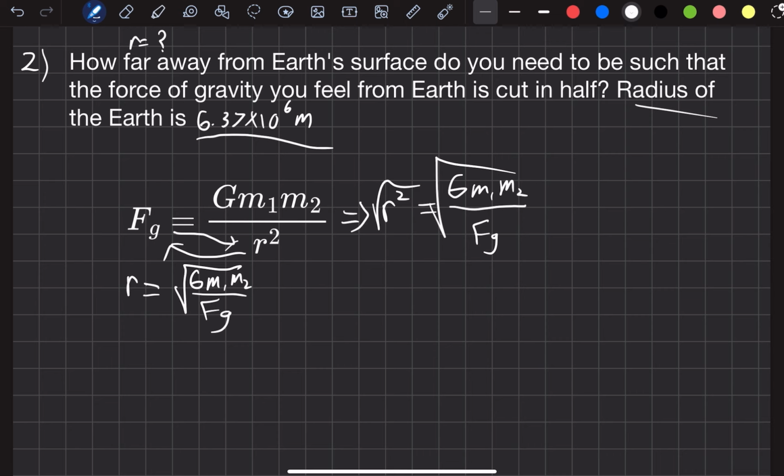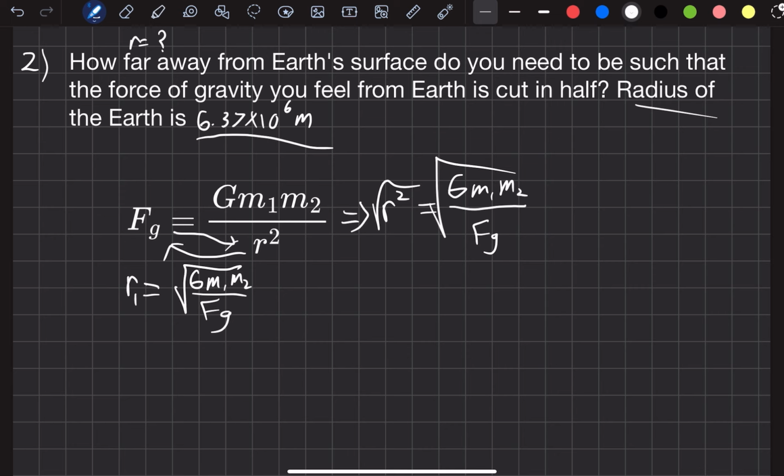This is a type of physics equation that's very common: the idea that we're going to change one variable by cutting it in half or doubling it, and we're going to see what the effect on another variable is. Before we go on any further, let's first label this R1. It is the original radius.